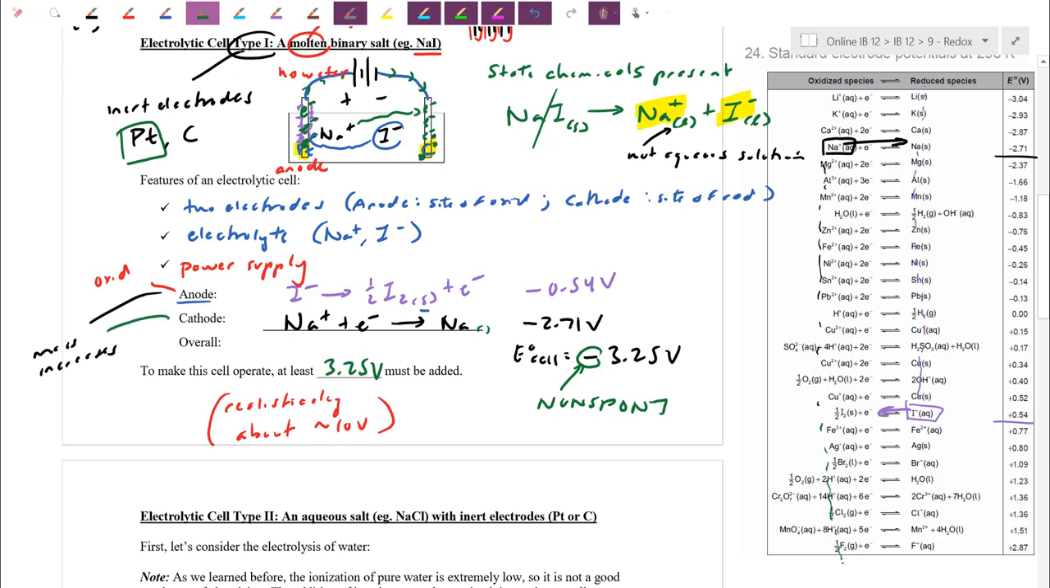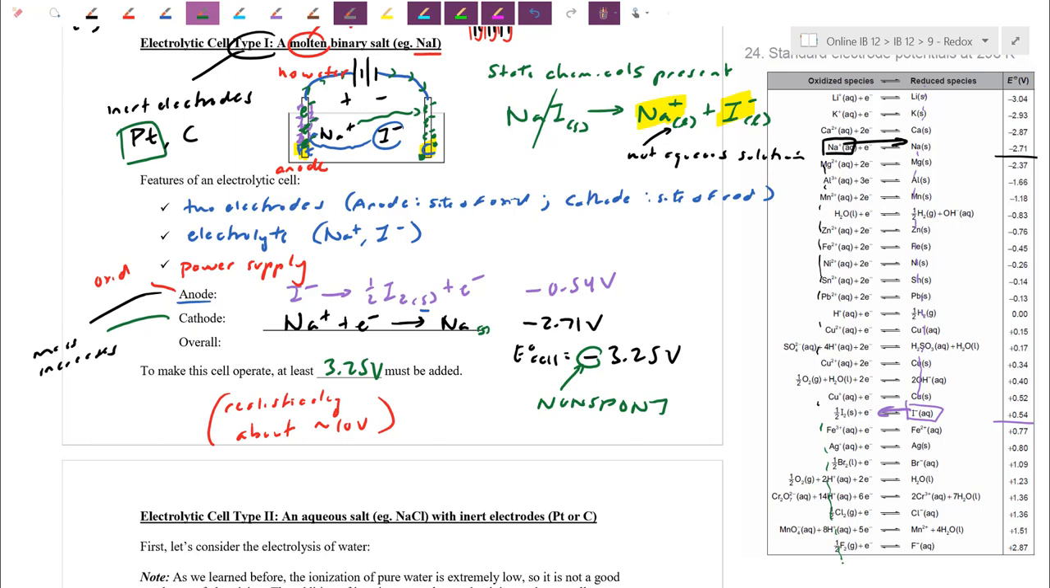We should also say in the cathode side, the mass increases as well. Fortunately for us, there is no water around because sodium is fairly explosive with water. Okay, so those are the basics of a type 1 cell. Electrons still flow anode to cathode. It's just we needed this power supply to run the chemical reaction.